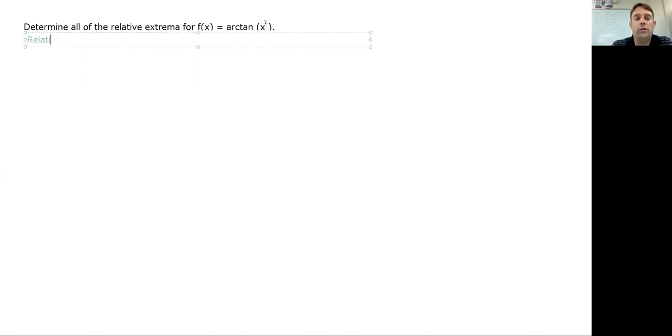So relative extrema can exist when f prime of x equals 0 or when f prime of x is undefined. So we've given ourselves permission to go ahead and deal with the work now. So we say what we're going to do. Now we're going to do the work.